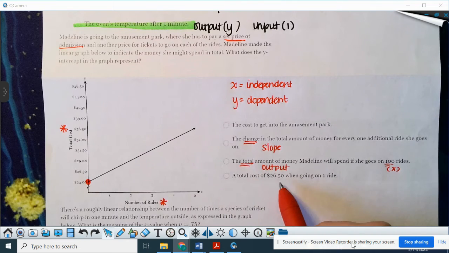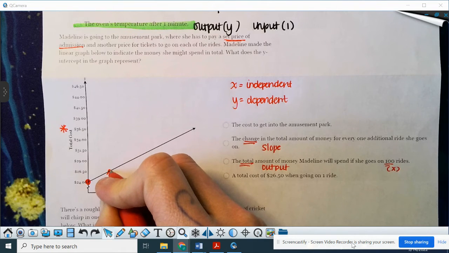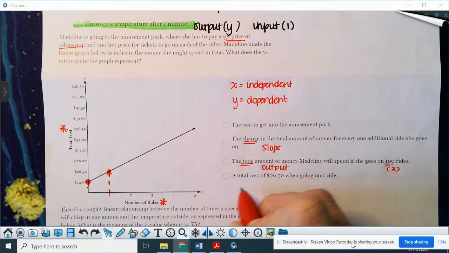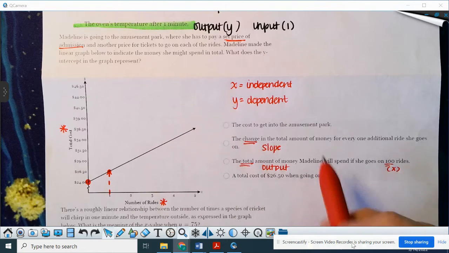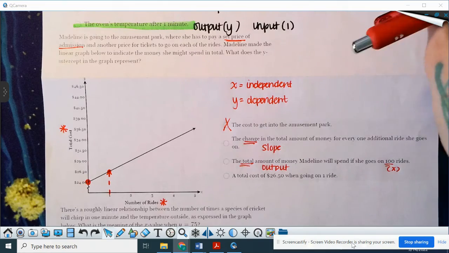A total cost of $26.50 when going on one ride. We know one is right here. And there's our $26.50, but is that the y-intercept? That's not where it touches the y-intercept. That is just plugging in a 1 and getting an output. So the $24, which is your y-intercept, is the cost to get into the amusement park. So as soon as you walk in, you're going to spend $24, and you'll start to spend more depending on the rides you ride.